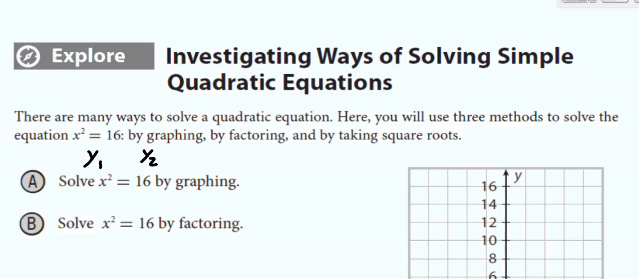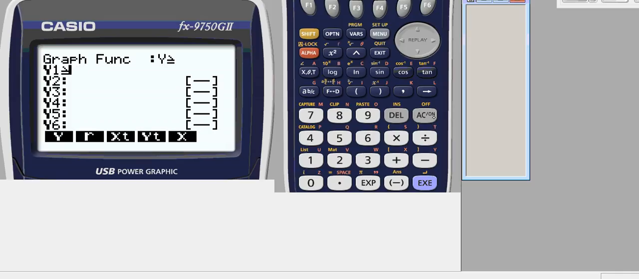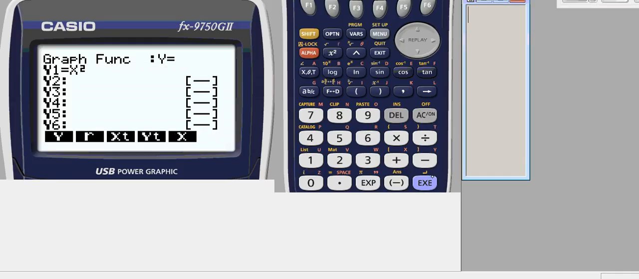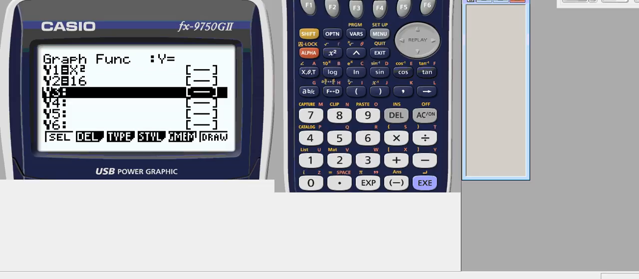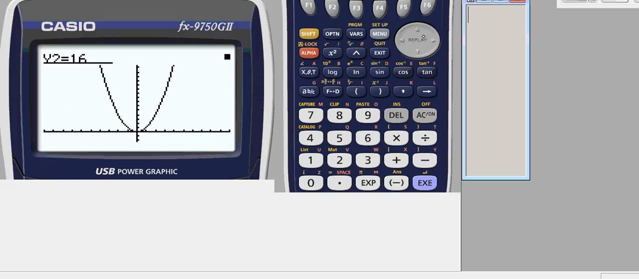So for y1, you enter x squared. And for y2, we enter 16. On this graph, the way it is right now, we can't see up to 16 because it stopped at 10. So I'll scroll it up a little bit. There we can see 16.